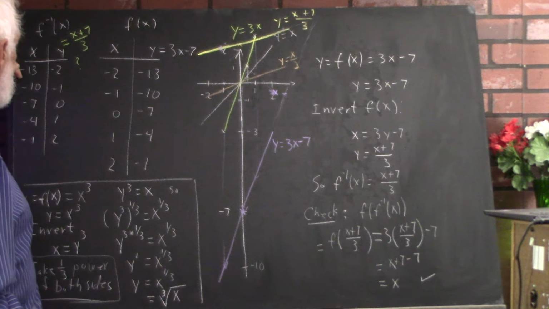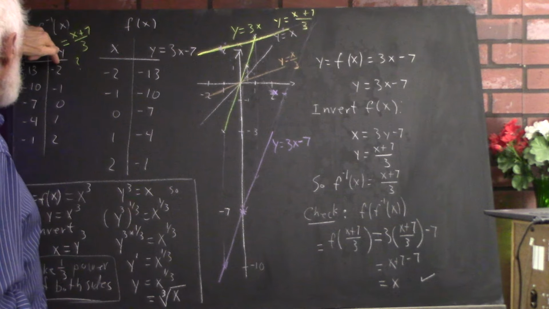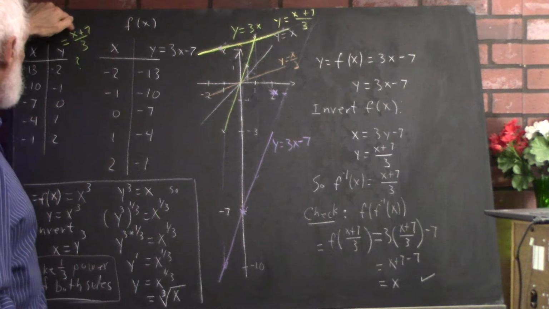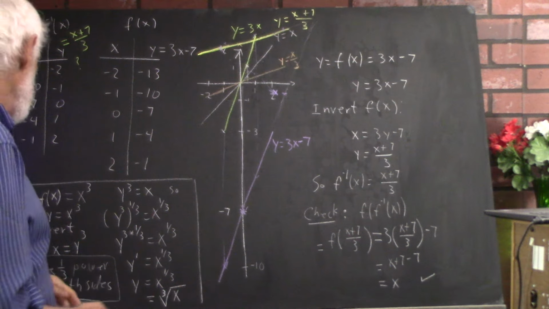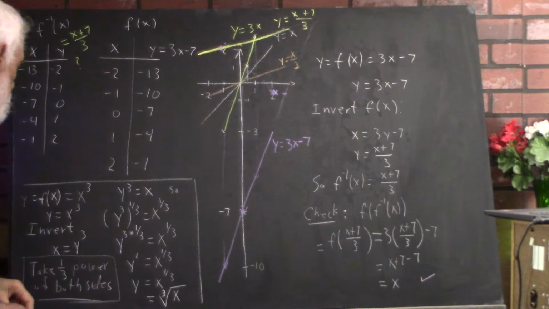If we plug in 13 for x, we get -2. Plug in -10 for x, simplify, we get -1. You should verify that. So that's kind of it.